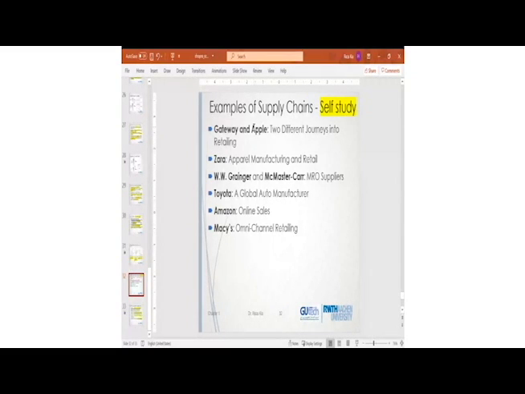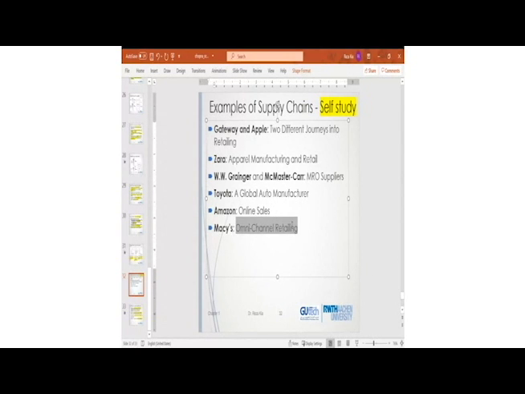comparing Gateway and Apple, how they entered into retailing, and then Zara as an apparel manufacturer and retailer, Grainger and McMaster-Carr, which provide appliances for repair and maintenance, and Toyota, I think no need to explain what Toyota is. Amazon is online sales, and Macy's, which is a kind of omni-channel retailing.